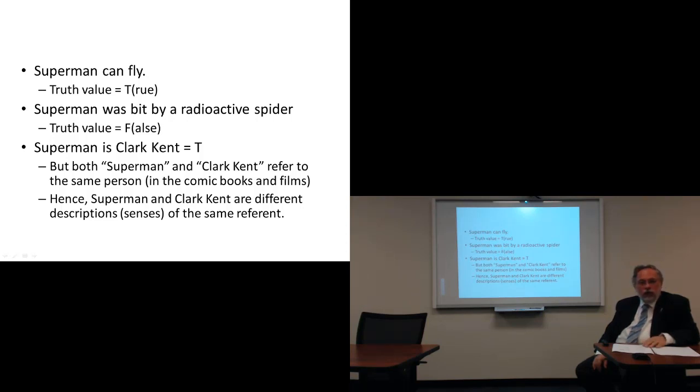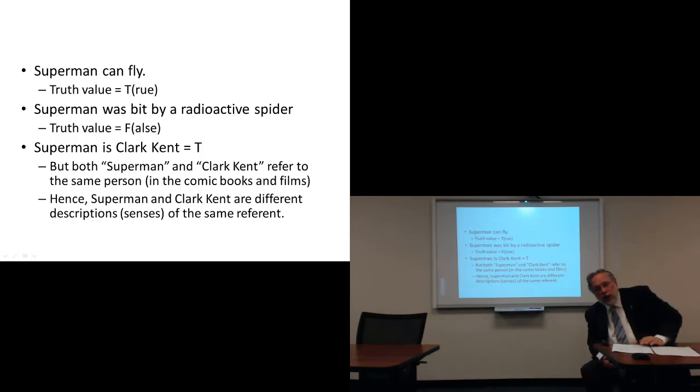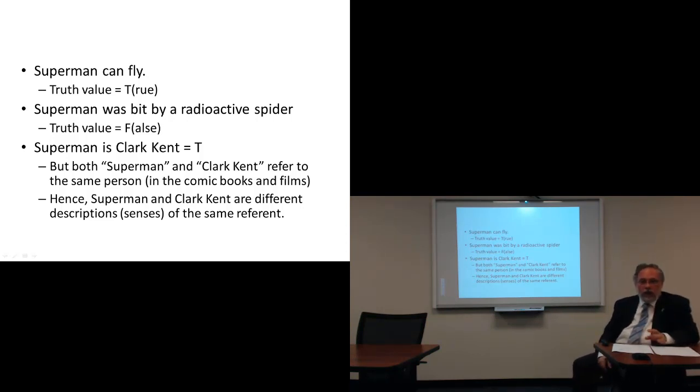Superman can fly. Is that true? Yes. Well, then the meaning of the sentence is true, okay? And so T would be how you would mark this. Now, I also then state Superman was bit by a radioactive spider. And is that true or false? If you don't know, look it up on Wikipedia. But no, it is not true. There was Spider-Man, of course, right? So then the truth value here would be false, right? And so Frege says, well, there you go. So that's how the two sentences have different meanings, right? Because one has a truth value of true, and the other one is false.